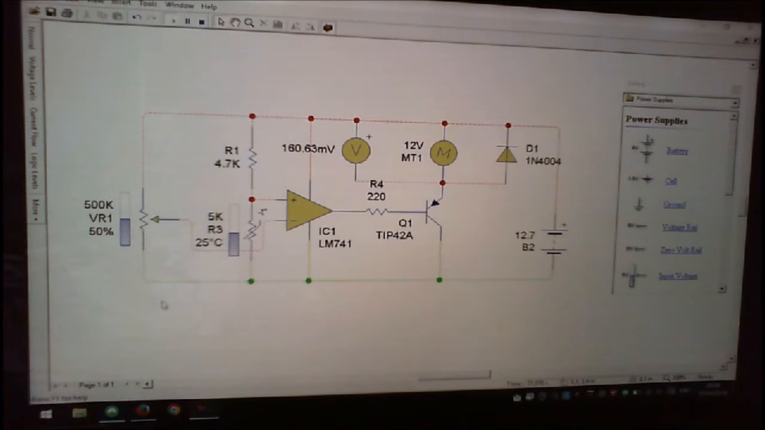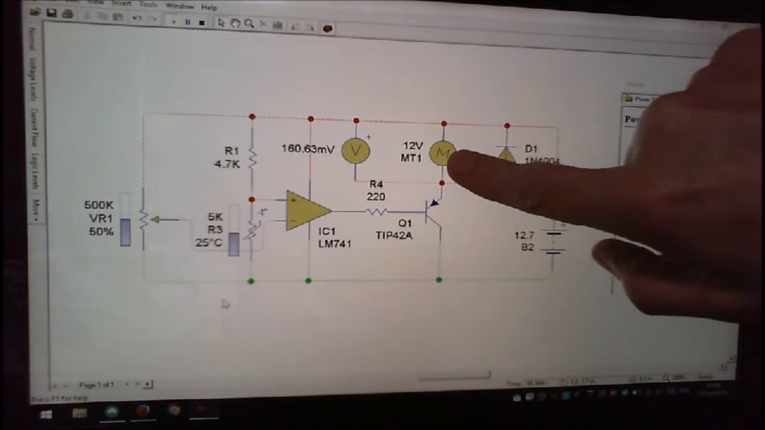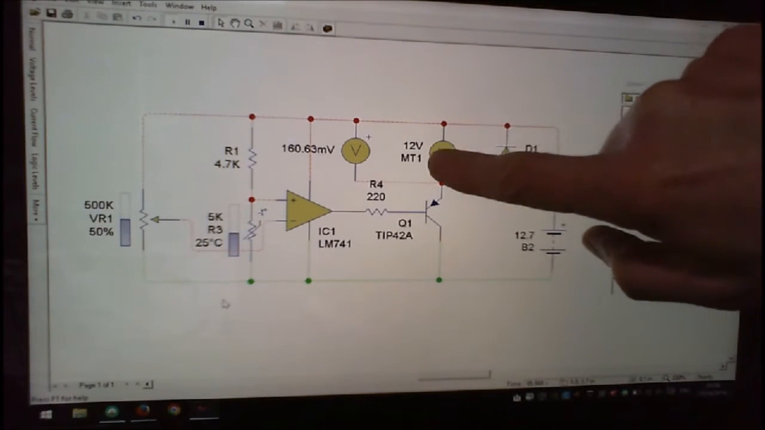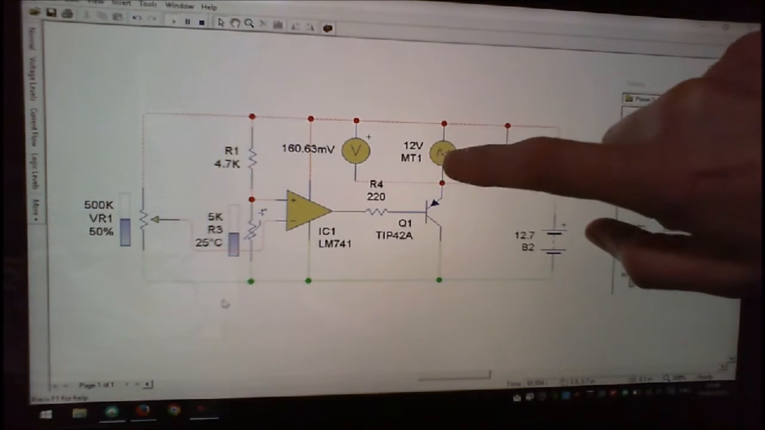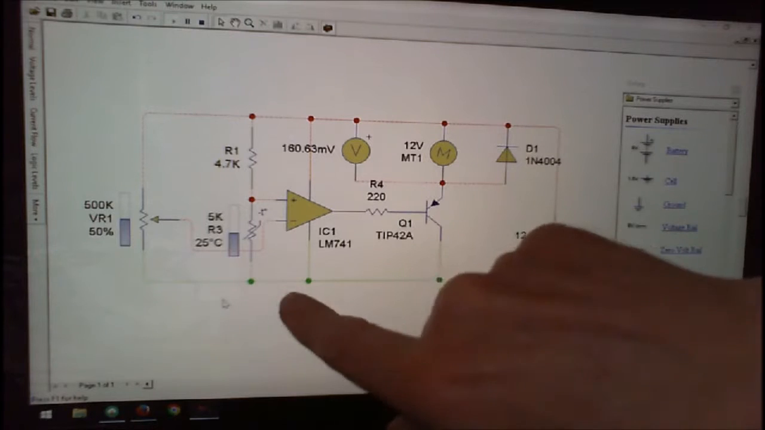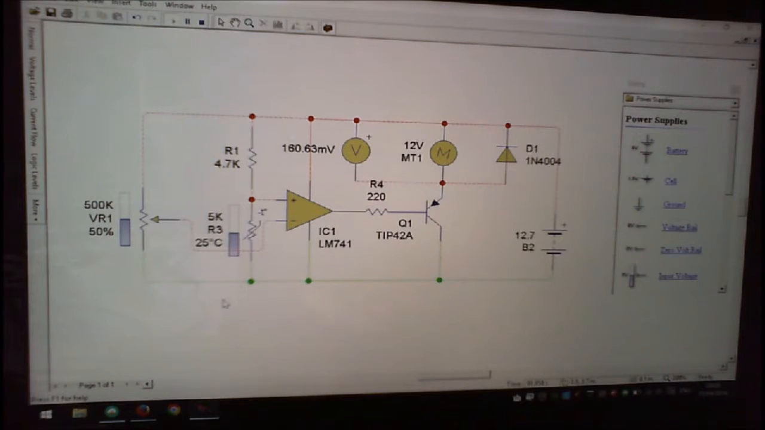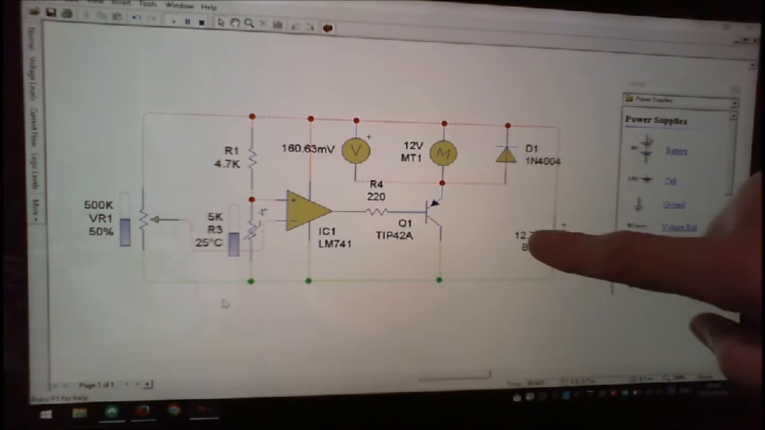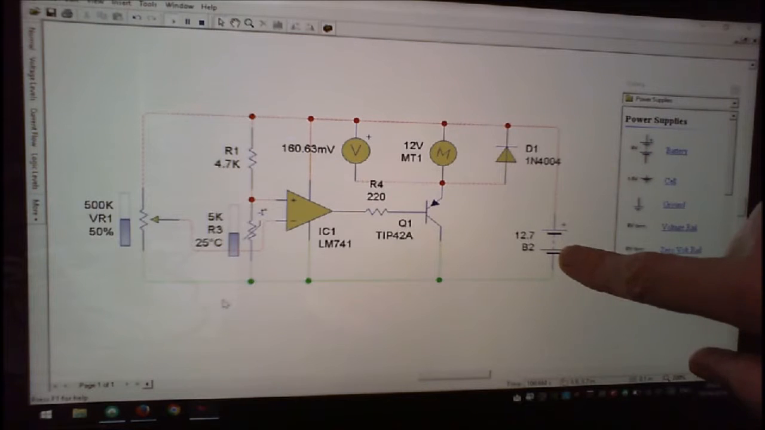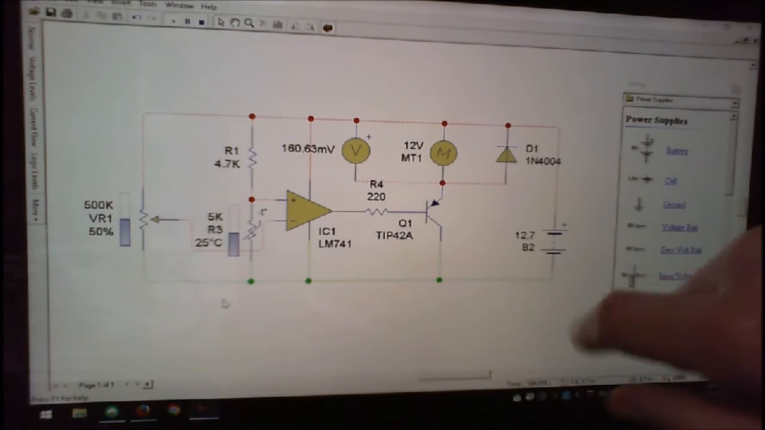Sort of show you this. This is my little circuit for a... It says motor there, but that's just for the fan. It's a temperature controlled fan, basically running off a 12.7 volt battery, which would be my batteries from the solar panel.